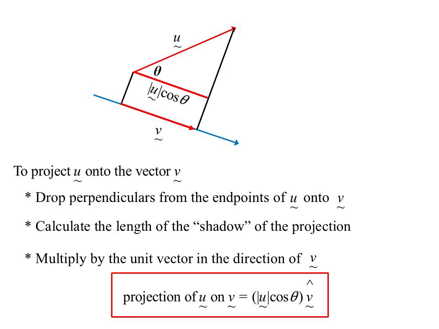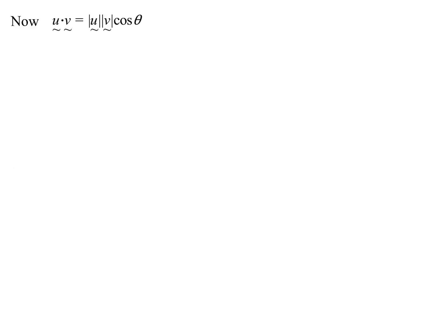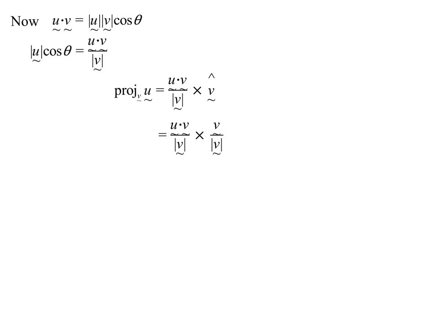Now let's come up with a nicer formula. Remember we saw the dot product: u dot v equals magnitude of u, magnitude of v, cosine theta. Playing around with that, remember the length of my new vector was magnitude of u cos theta. So if I play around with that first equation, I get an expression for that. It's u dot v over the magnitude of v. So now I know the projection would be u dot v over the magnitude of v times the unit vector in that direction. Well, the unit vector, we said, was the vector v divided by the magnitude of v.